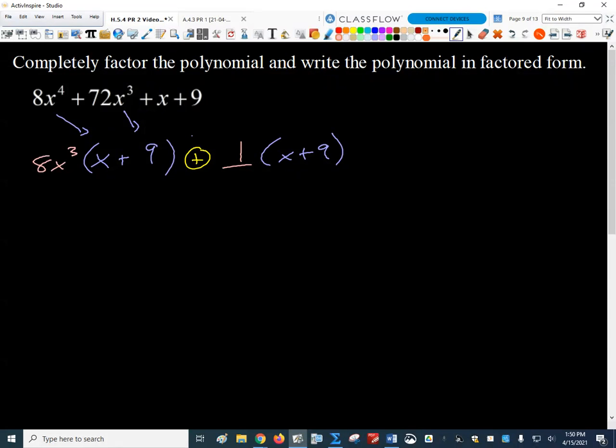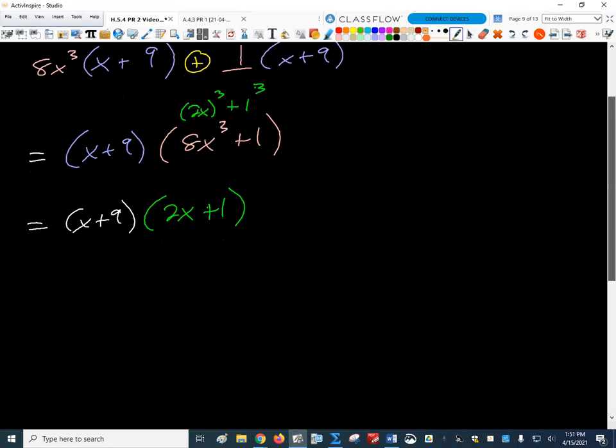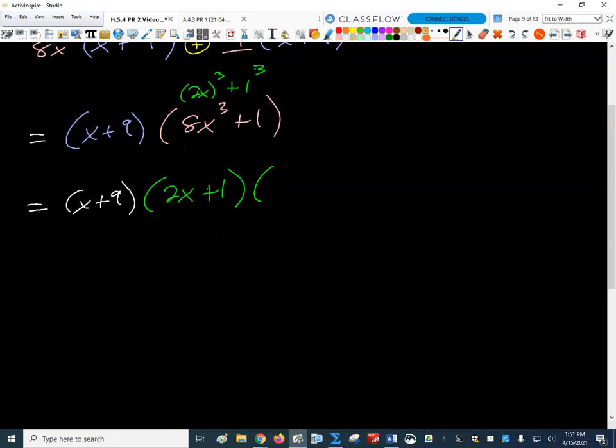And then I can finish this off if I factor out my common binomial. I'm left with x plus 9 times 8x cubed plus 1, agreed? And this is really just the quantity 2x cubed plus 1 cubed, right? I can treat this as a sum of cubes. And our final answer ends up looking like x plus 9 times a plus b times a squared, so the quantity 2x squared is 4x squared, minus ab plus b squared. There it is, right? Okay.